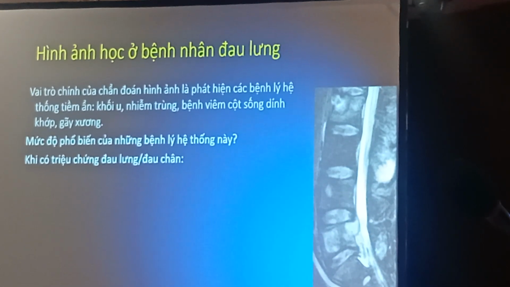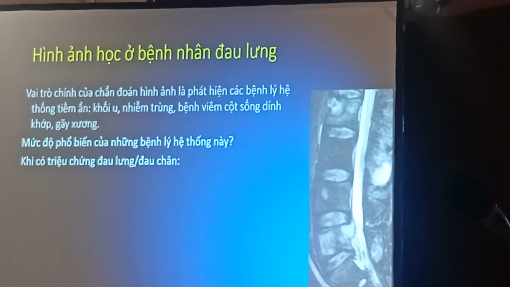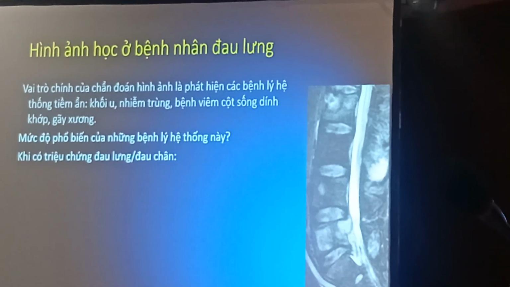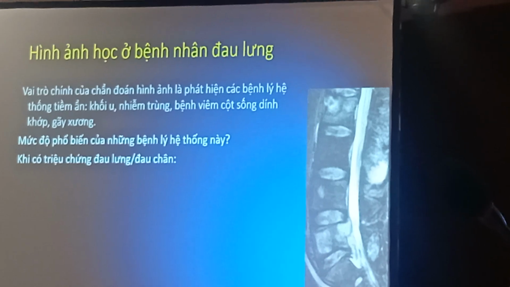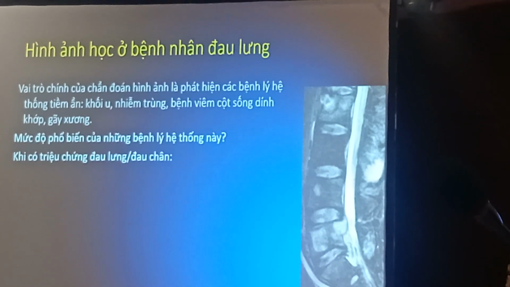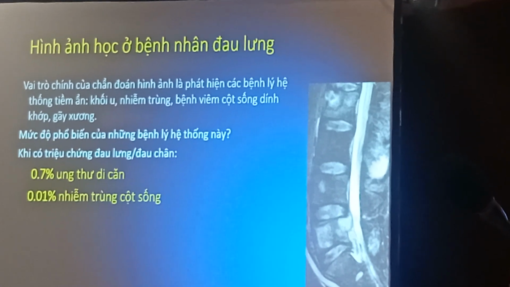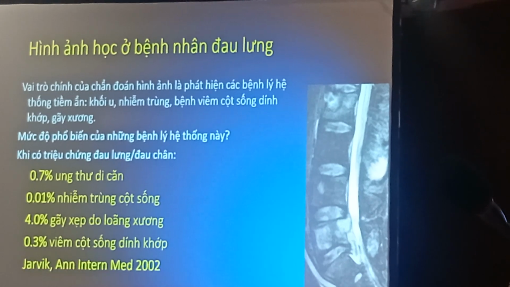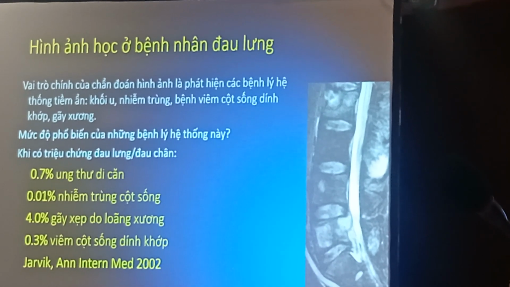So let's step back for just a moment and talk about why we image the back pain patient. The primary role of imaging is the detection of underlying systemic disease, whether it be tumor, infection, spondyloarthropathy, or fracture. And we do know how common that is. About 5% of patients who present with back or limb pain, when they have advanced imaging, will have a systemic cause of that.